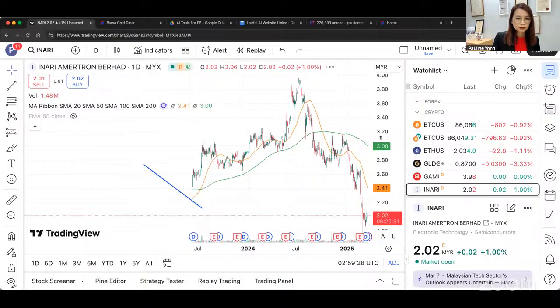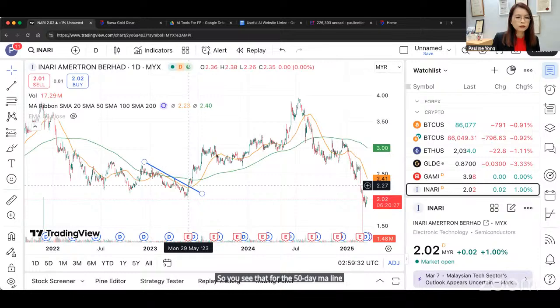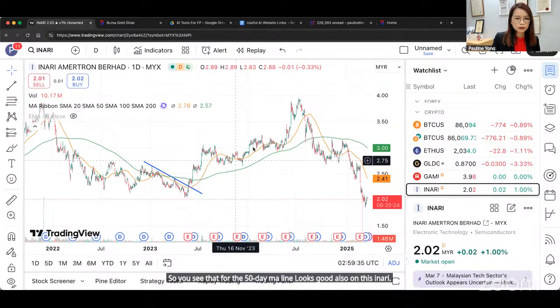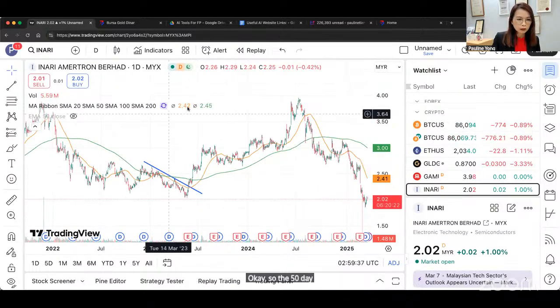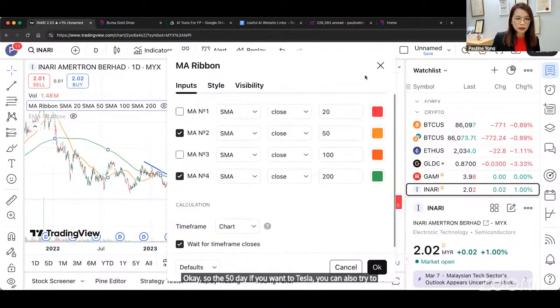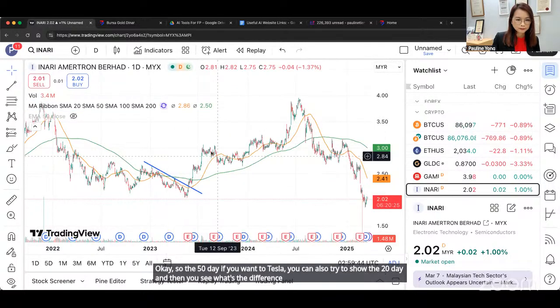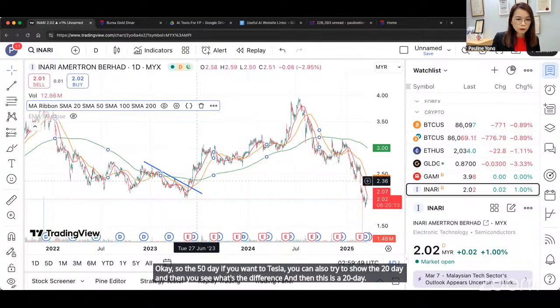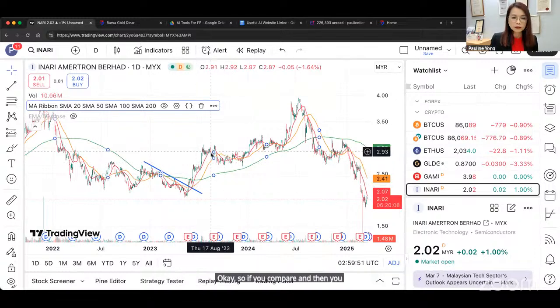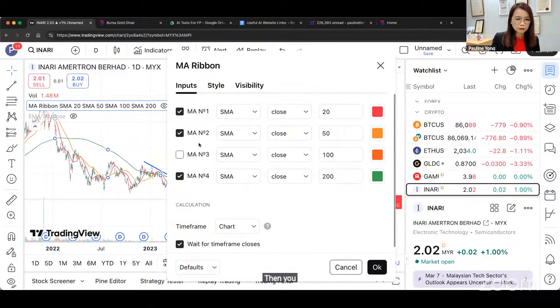So you see that for the 50-day MA line, it looks good also on this Inari. Okay, so 50-day. If you want to test it out, you can also try to show the 20-day and see what's the difference. And this is the 20-day. If you compare and find that the 20-day is better, then you just use the 20-day and hide the 50-day. Okay, so oh, this is good, then you use it.